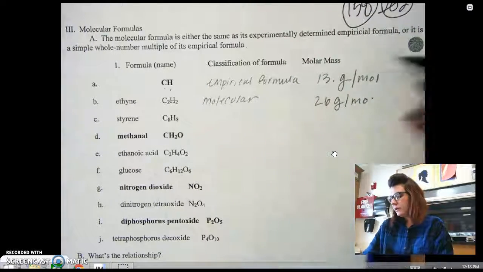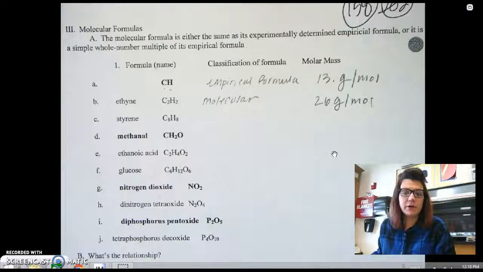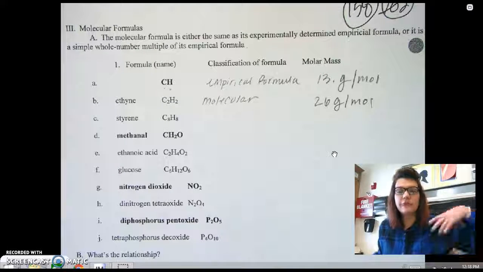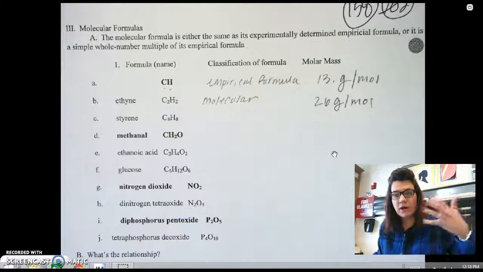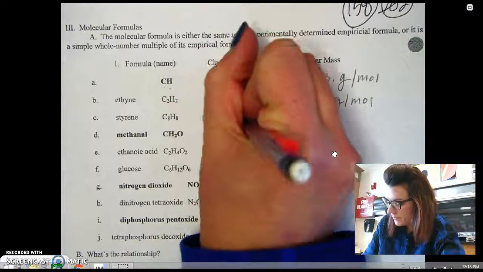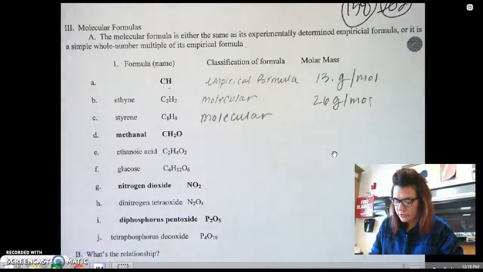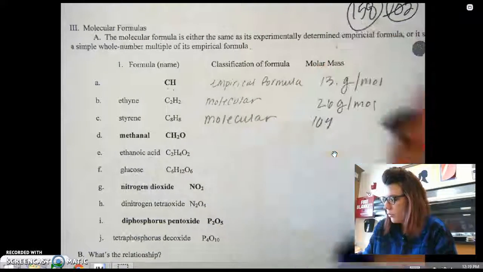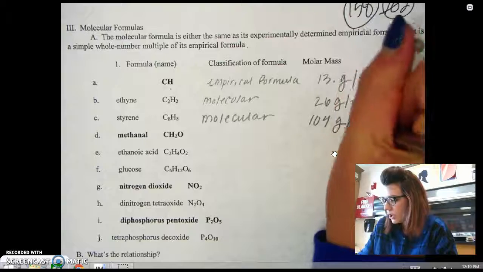Styrene. Styrene is not an empirical formula. This is because you can divide 8 by itself to get 1, which would take us back down to CH. So this is going to be a molecular formula. Okay, and if I do 12 times 8 plus 8, that's going to give me a molar mass of 104 grams per mole.